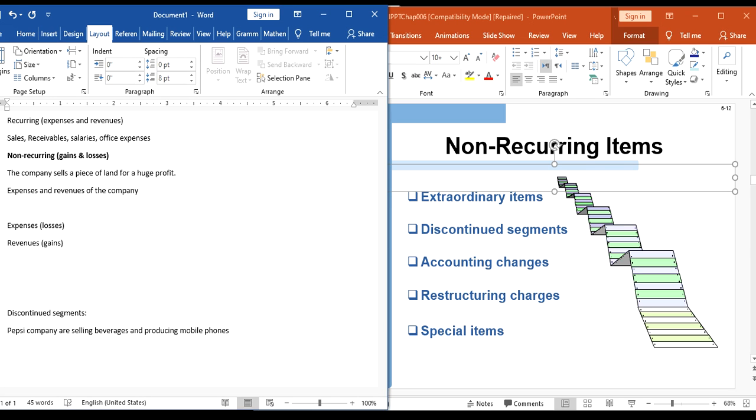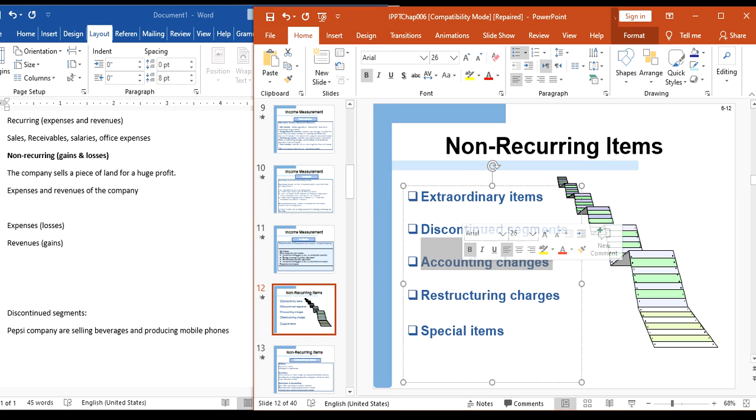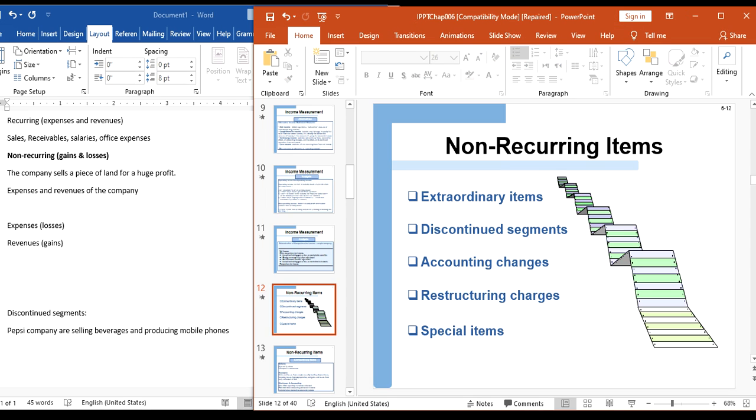Okay? An accounting change is, for example, a company uses GAAP, but suddenly they are shifting to the IFRS system of accounting, and it happens once. I mean, it happens only one time, not every year, not every month, and the rest are more or less the same. So we understand what the recurrent items are over here.